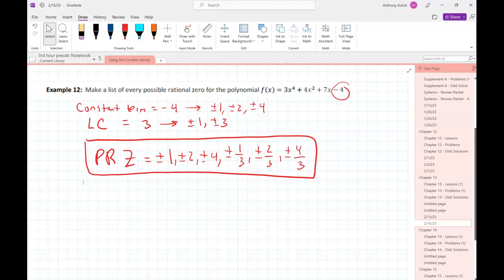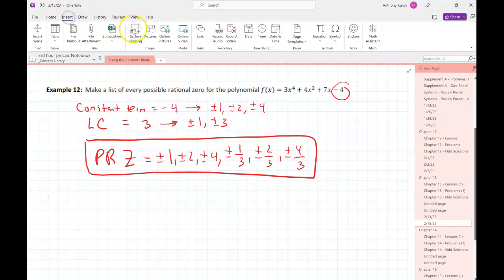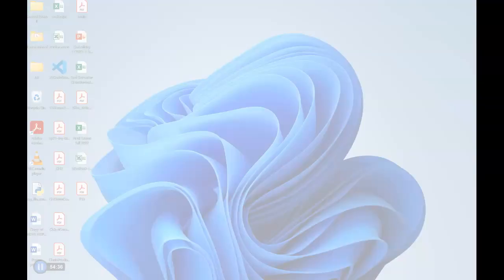So the next thing we're going to want to talk about is showing if a zero is an upper bound or lower bound for the set of zeros. So I'm going to just screen grab this and drop it in because it's kind of a lot to write.